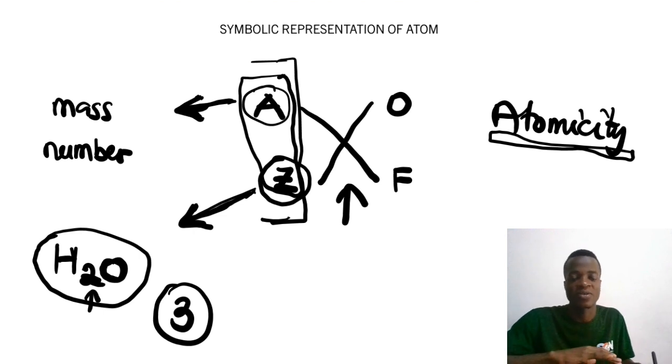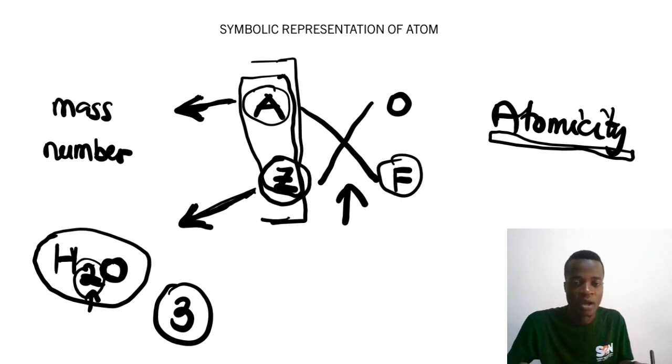So you say atomicity, right? Count all the number of atoms. How do you count the number of atoms? By looking at the subscripts, where F is. Sum all of them. Here is 2, here is 1. So the sum of all that will give you 3. That's the atomicity of water.